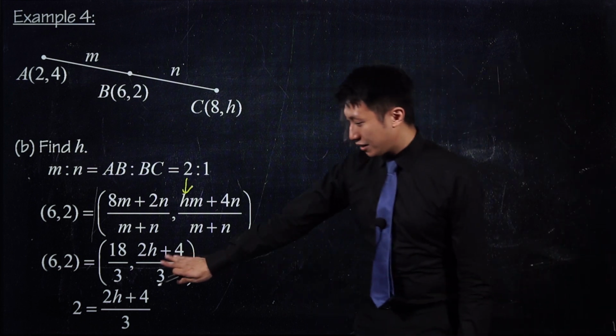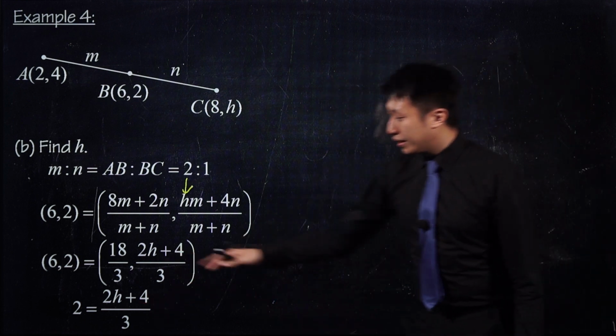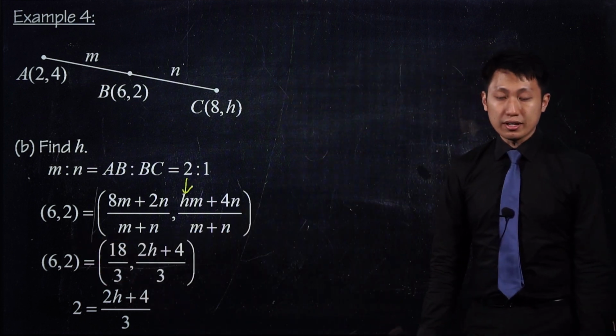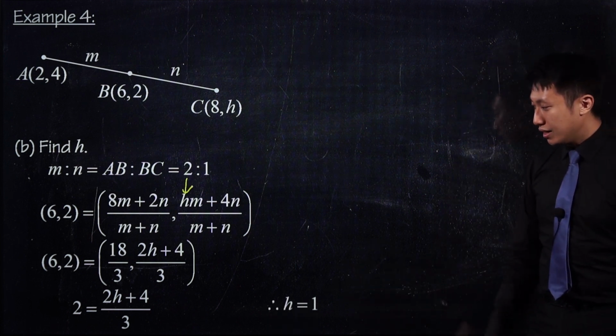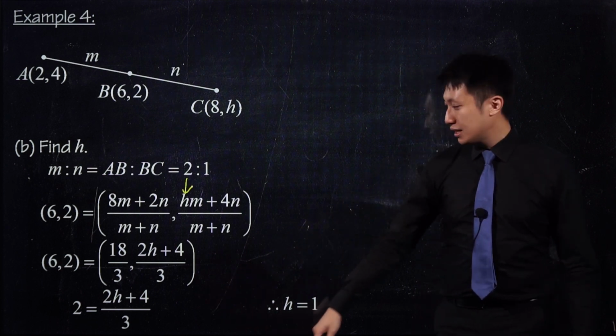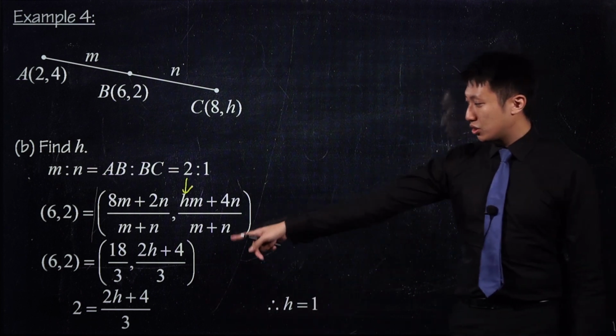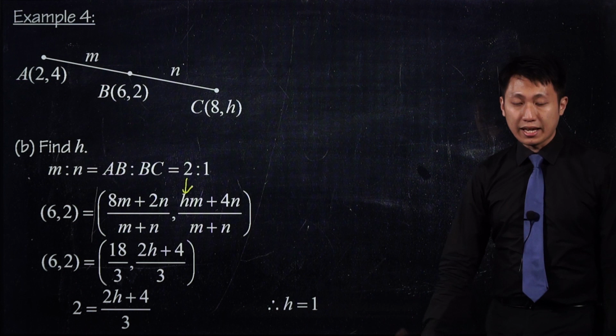So we just extract this side of the information. This side, if you don't want to write it, you don't have to. Then you get that, and H will be just 1. 2 times 3 is 6, 6 minus 4 is 2, 2H is equal to 2, so H is equal to 1.